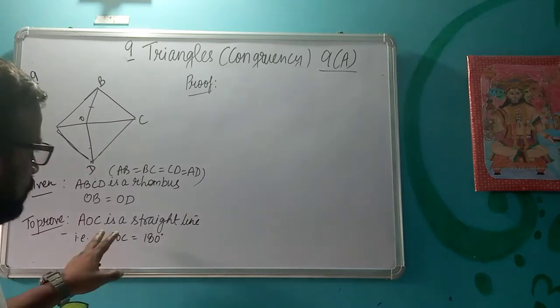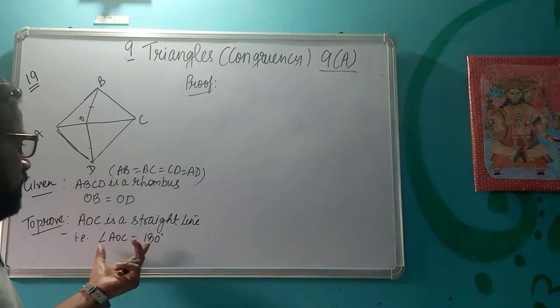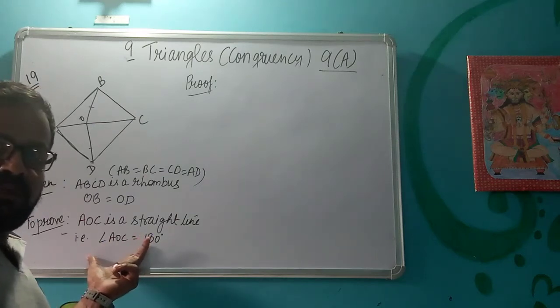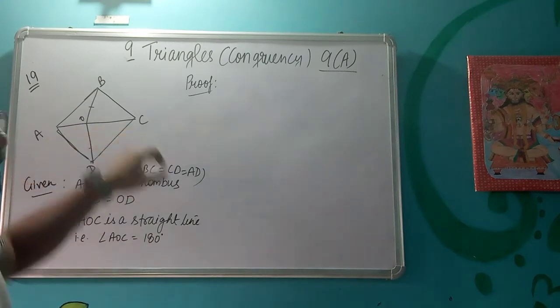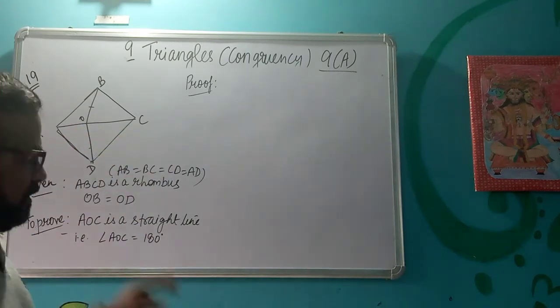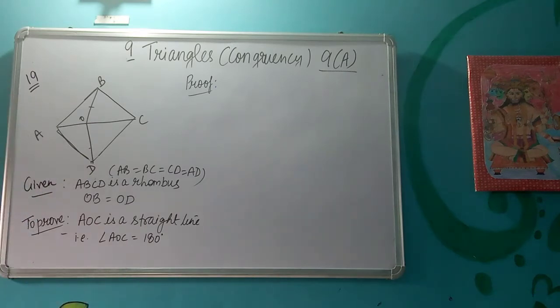Whenever we have to prove that AOC, or anything, is a straight line, we just prove that the angle made by that particular line is equal to 180 degrees. So if we can prove angle AOC equals 180 degrees, that means AOC becomes a straight line. So let's start the proof.